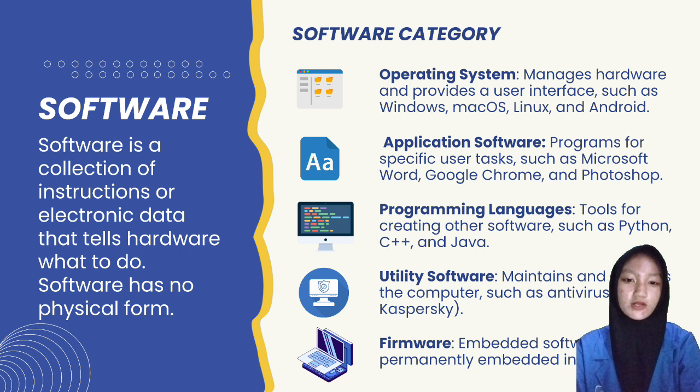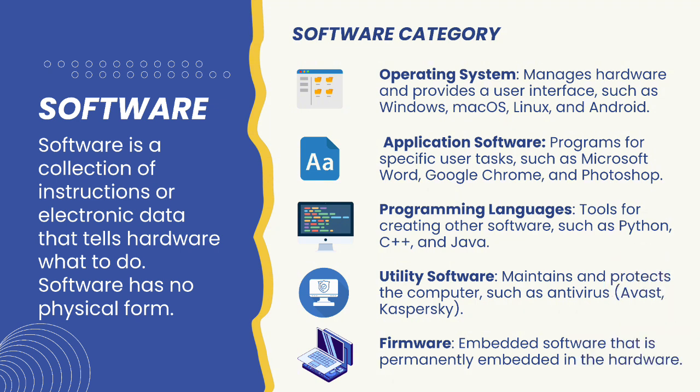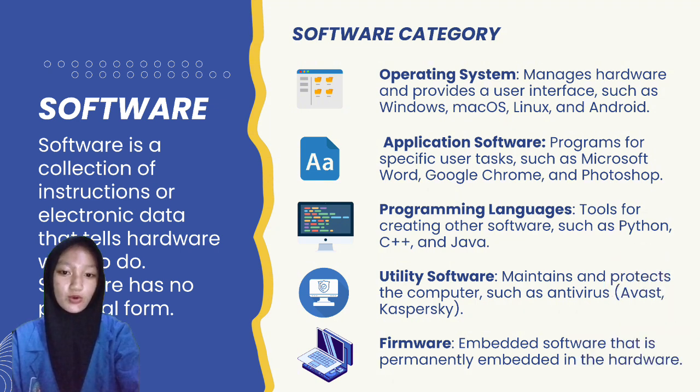Next is software. If hardware is the body, software is the soul or the brain. You can't touch it because it's just data and instructions that tell the hardware what to do. Types of software include operating system, which manages hardware and provides a user interface, such as Windows, macOS, Linux, and Android. Application software, programs for specific user tasks, such as Microsoft Word, Google Chrome, and Photoshop.